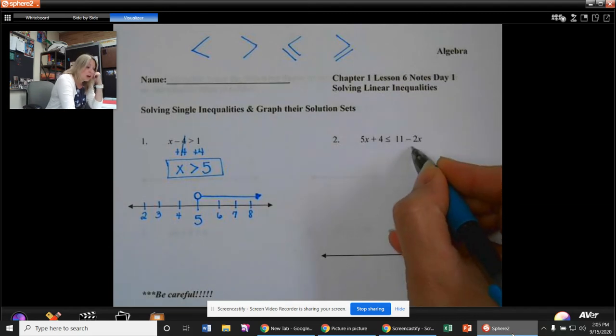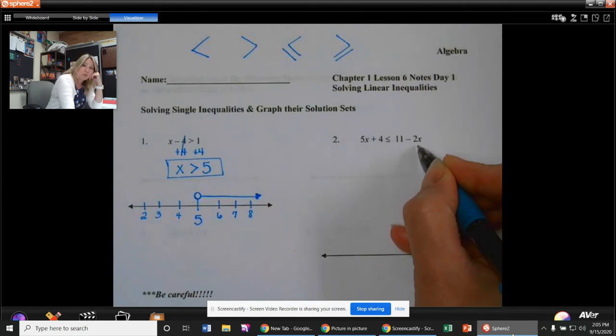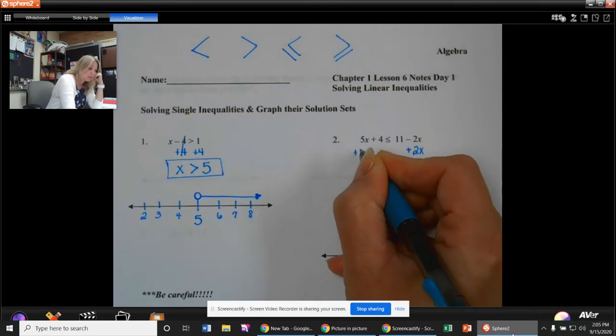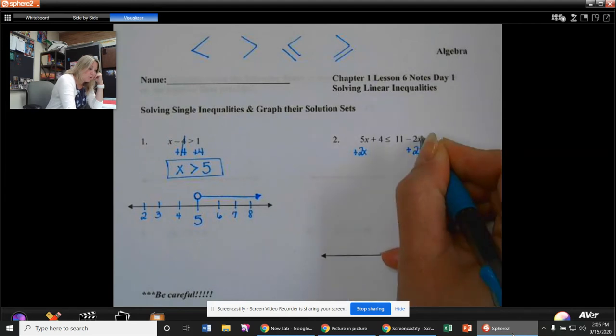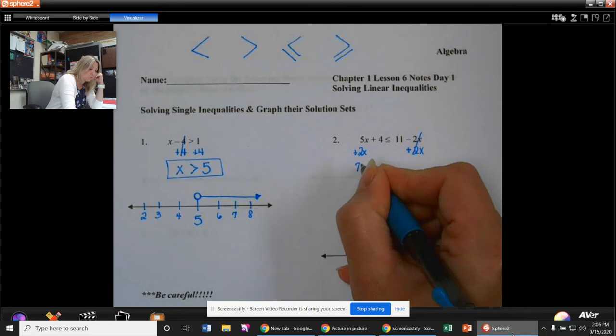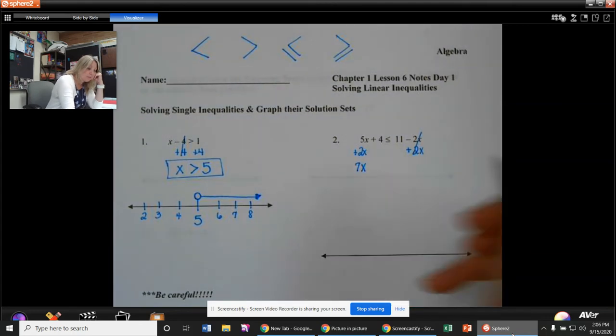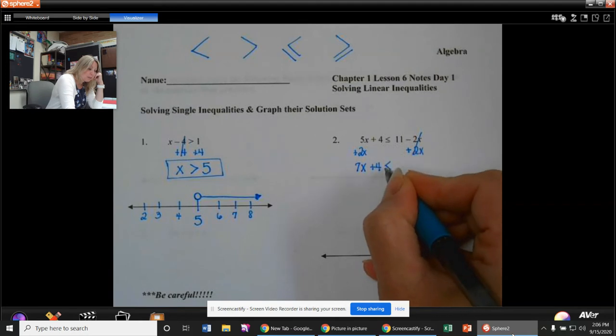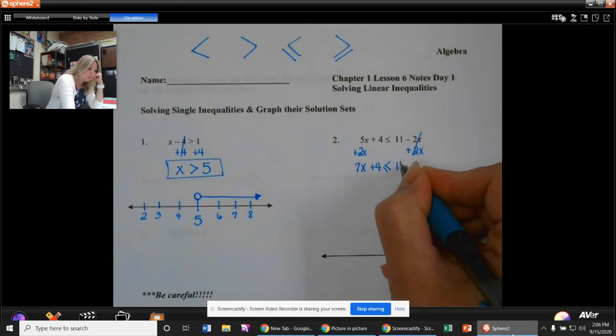So since that's the case, I'm going to move my variables from here to the left. So the opposite of a negative 2x is a positive 2x. I add 2x to both sides of the inequality sign. Notice I'm lining up my like terms over here. 5x plus 2x is 7x. Okay. I'm going to bring down my plus 4. I'm going to bring down my inequality sign, less than or equal to. I'm going to bring down my 11.